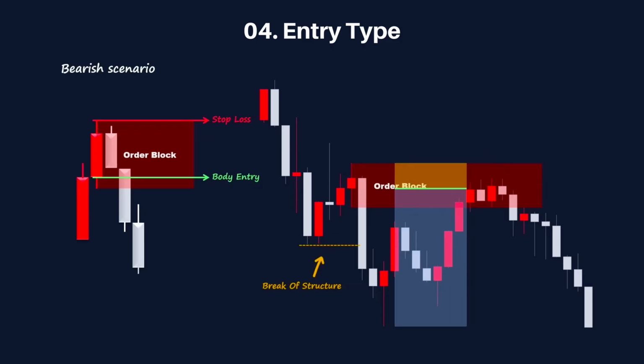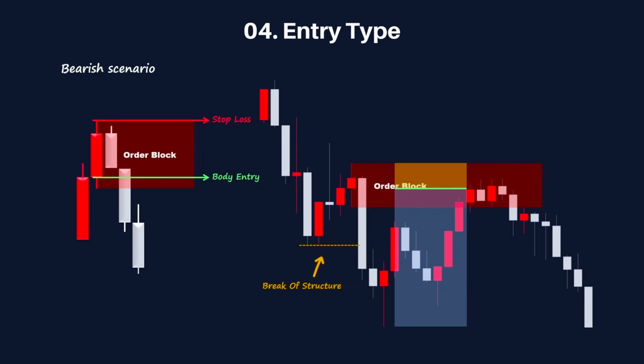But remember, an order block is never a guarantee. It simply provides a high probability area where institutional activity is most likely to occur. Combine order blocks with market structure, liquidity analysis, inducement, proper risk management, and patience. Over time, this combination can dramatically improve both your decision-making and your consistency as a trader.